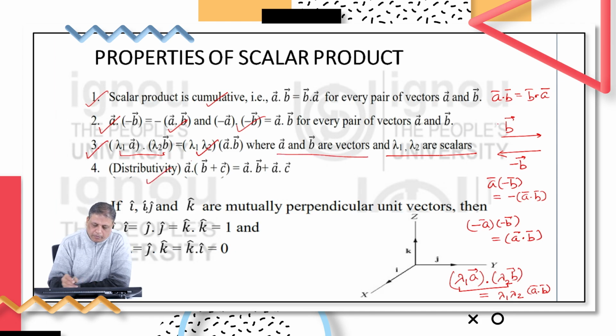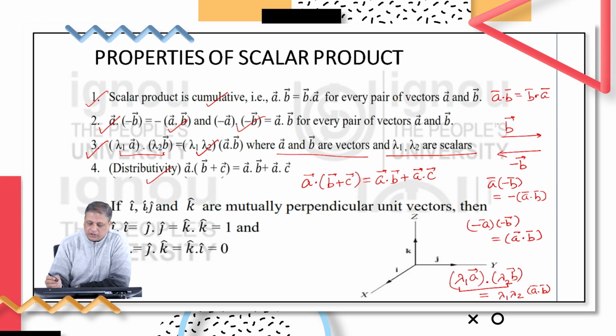The distributive property holds for the dot product, which says that if we have a vector A and we take the dot product of vector A with the sum of the two vectors B and C, then it is equivalent to vector A dot B plus vector A dot C.